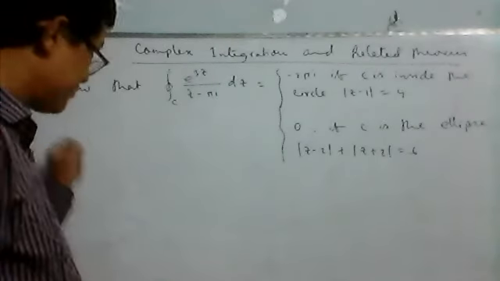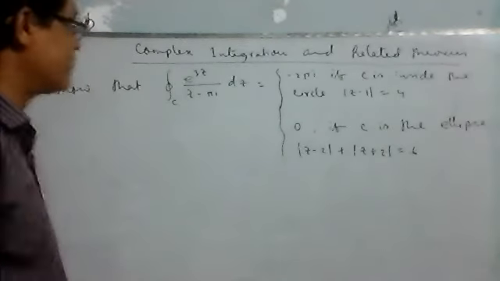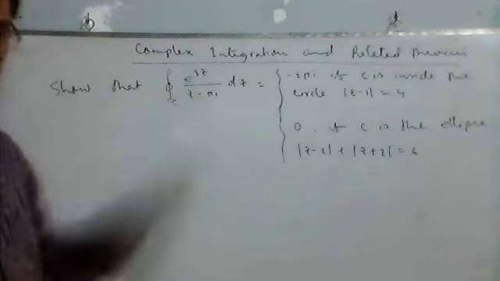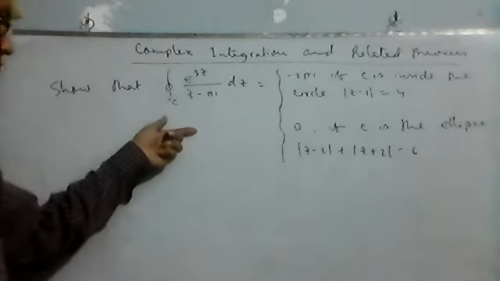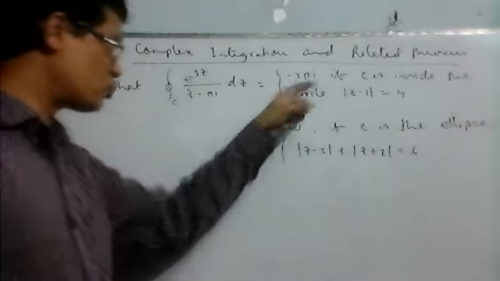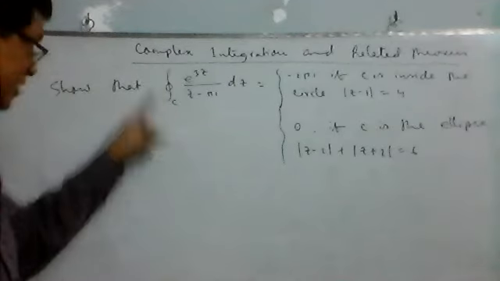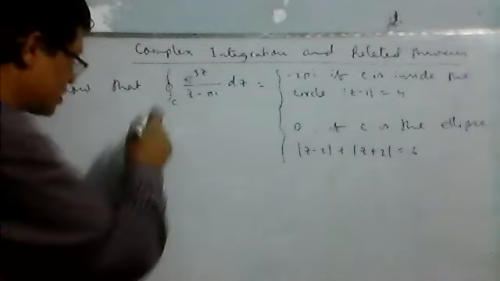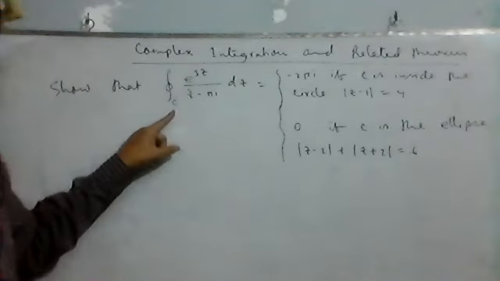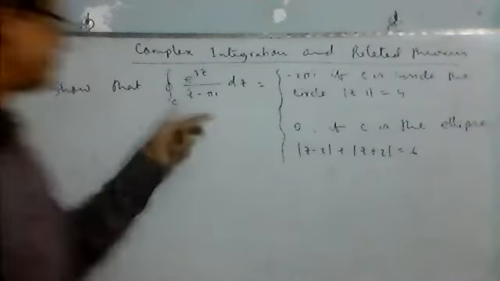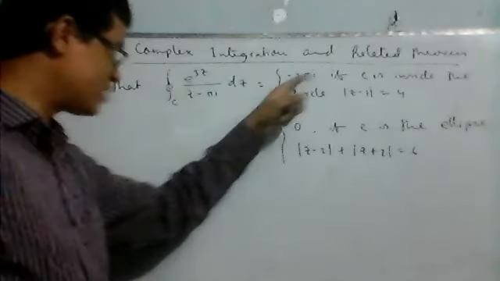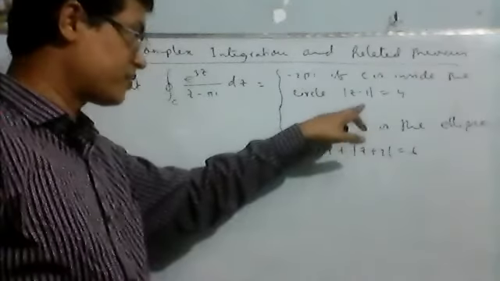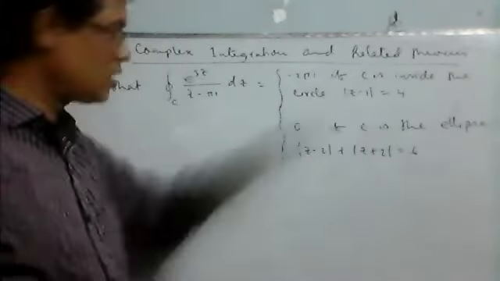Here the complex function is f(z) is equal to e to the power 3z, which is an exponential complex function. It has two values. One is minus twice pi I if C, here the integral is closed, integral along the closed curve C, is inside the circle mod z minus 1 is equal to 4. This is a circle.